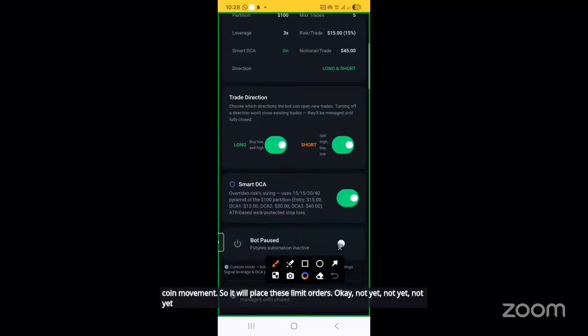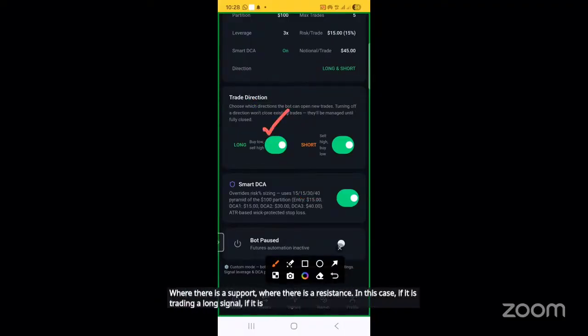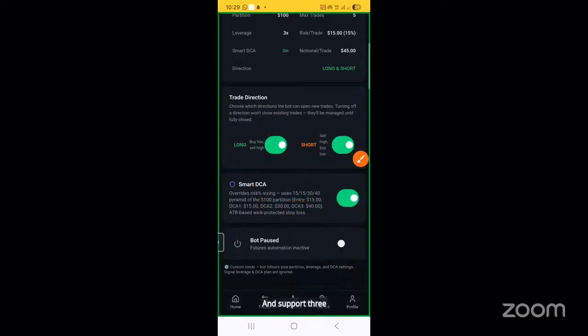It will place these limit orders at those proven resistance or proven support, where there is a support, where there is a resistance. In this case, if it is trading a long signal, it will place the limit orders on proven support. It will place 3 limit orders on support 1, support 2, and support 3, because that is where this coin is likely to reverse. But how does it understand that this is where the support is?